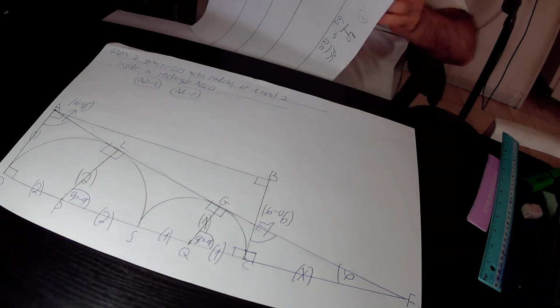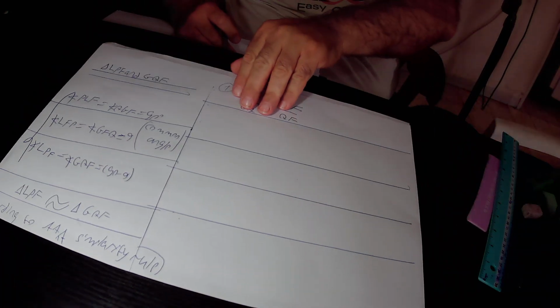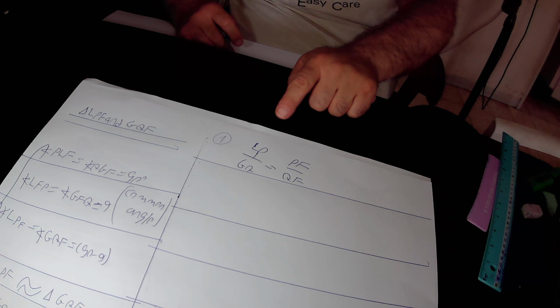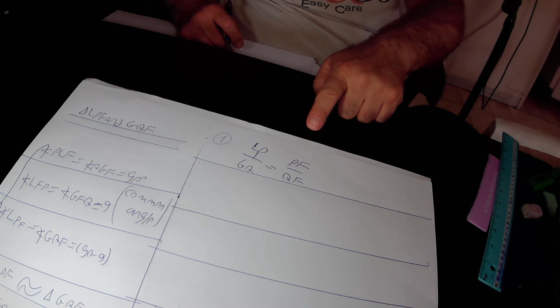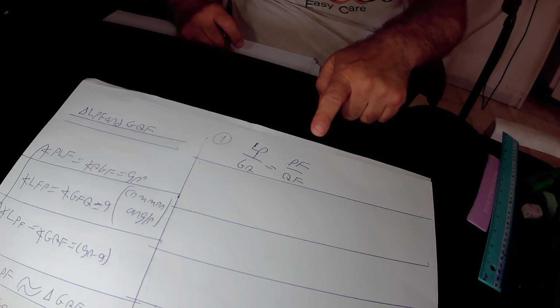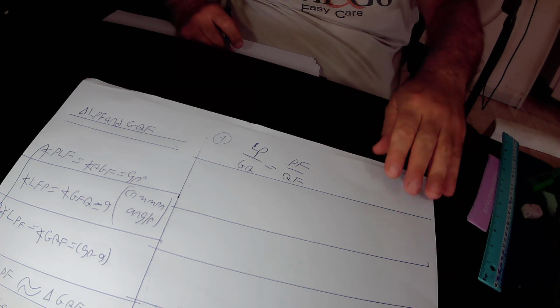So I'll put it again. So we can derive that side LP in the big triangle over side GQ in the small triangle equals side PF in the big triangle over side QF in the small triangle.